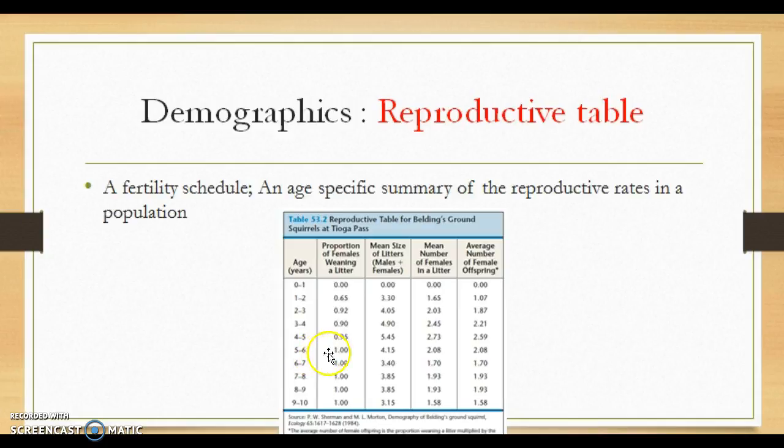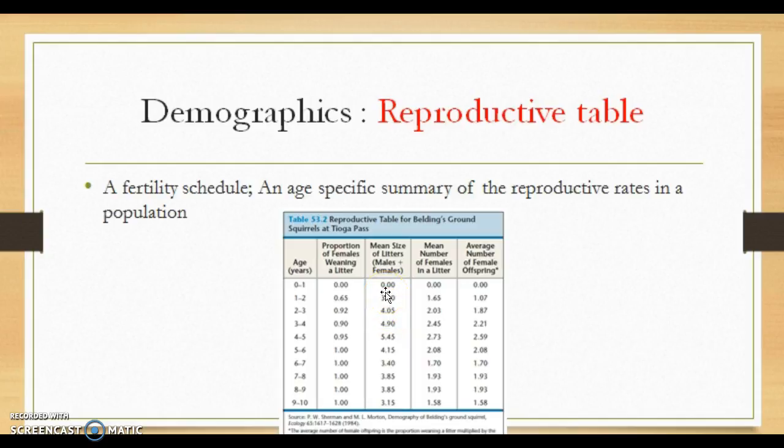Fourth year of life, more. Fifth year, a little bit more. And then in the last half, all females are capable of reproducing. They've reached sexual maturity. Now what we're looking at in the third column is the mean size of a litter. Looking at this, the highest one is at roughly 5.5 squirrels per litter. So this would indicate that females are most fertile at this age range. This is when they produce the largest size litters.